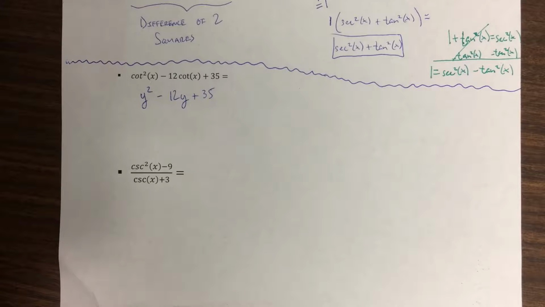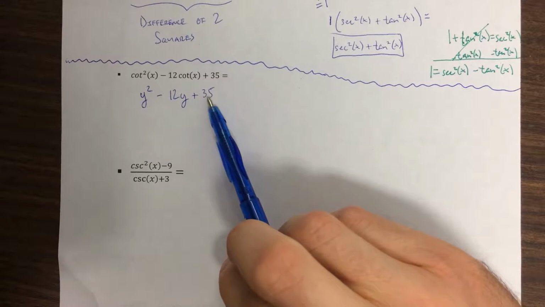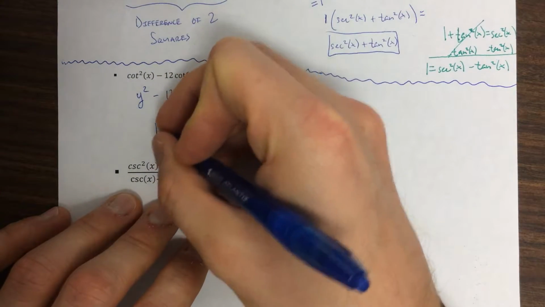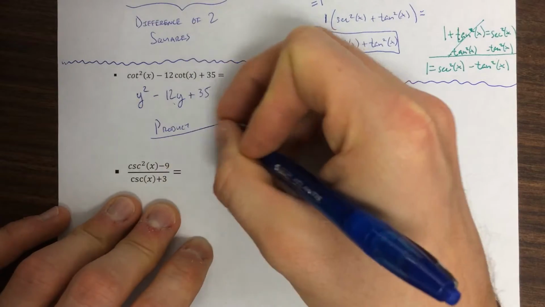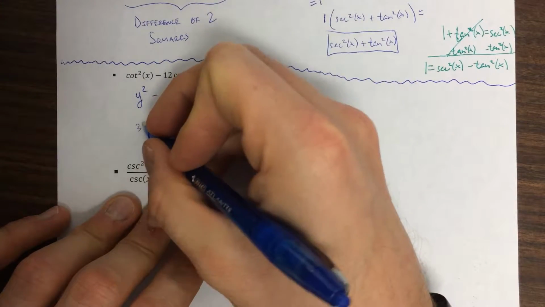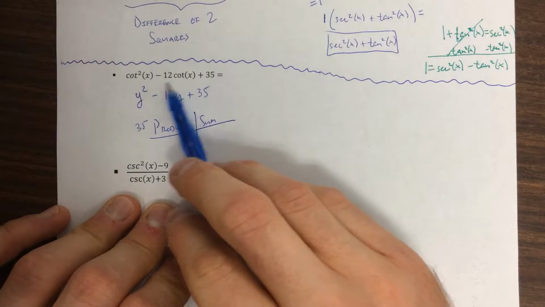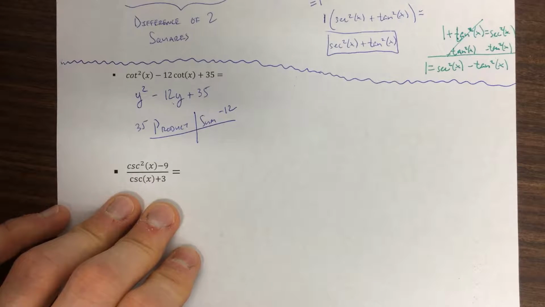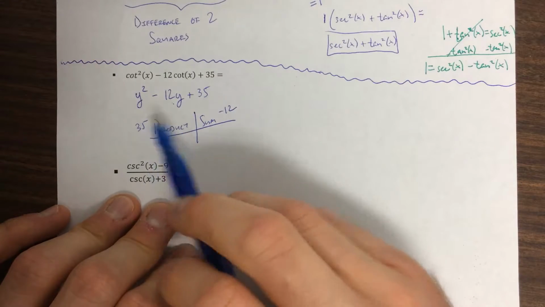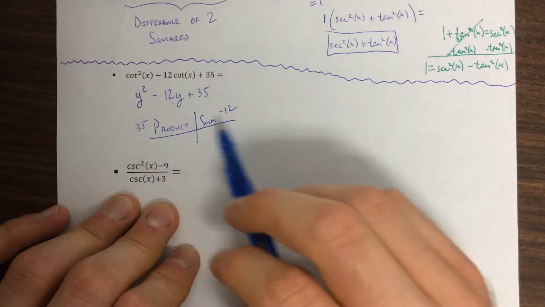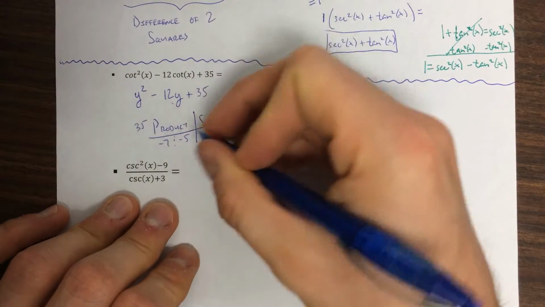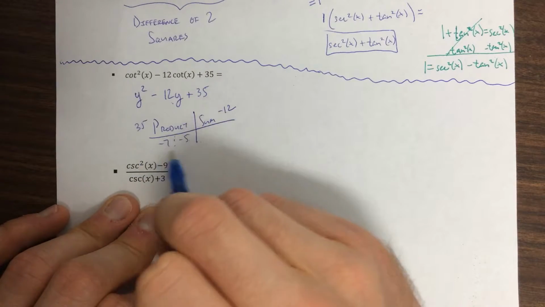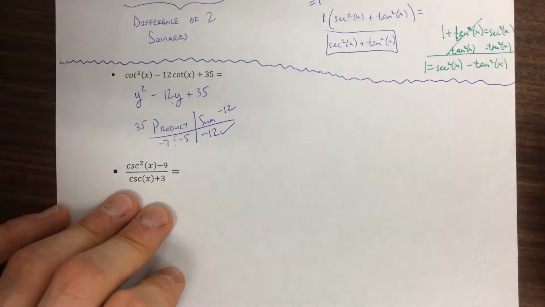Hopefully we can see that we can factor this by figuring out what two numbers multiply to give us this value and add to give us this value. In other words, we need a product of 35, and those same two numbers need to give us a sum of negative 12. Well, what we can do is say negative 7 and negative 5. Negative 7 times negative 5 gives us positive 35. If you add those two numbers together, you get negative 12. So that works.